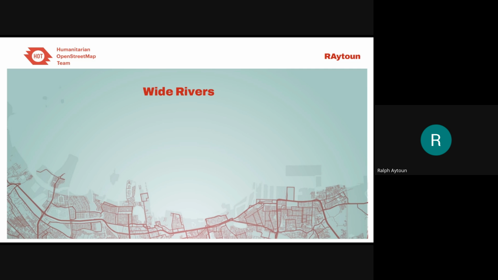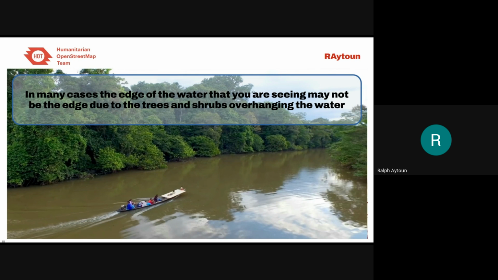Right, so we're going to talk about wide rivers. One of the things that I want you to be perfectly clear on when you're doing wide rivers is to understand that in many cases, the edge of the water that you're seeing may not be the edge of the water. In many cases, the trees actually overhang the water, and the edge of the river is a bit further back. So I want you to bear this in mind. This is quite important when you're doing the drawing.